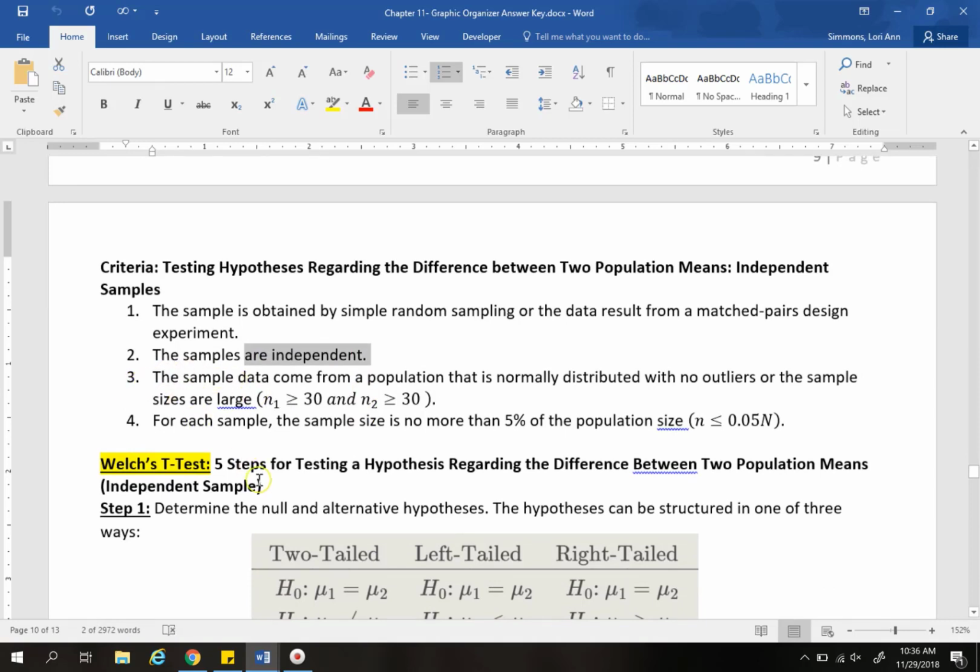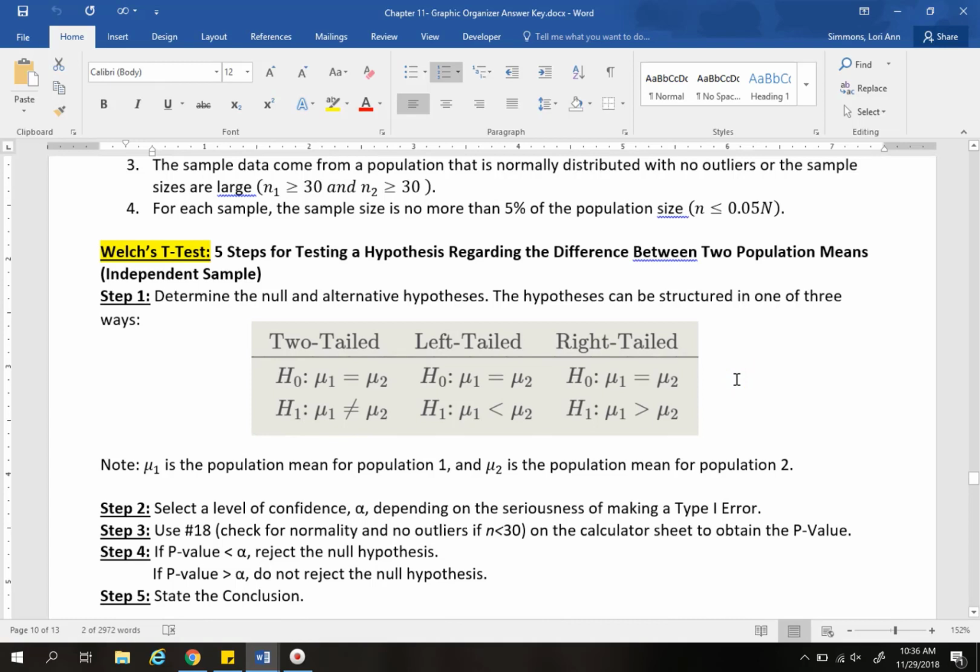The third criteria, the sample data come from a population that is normally distributed with no outliers, or the sample sizes are large. So either n has to be normally distributed with no outliers, or it has to be greater than or equal to 30 for each sample because of the central limit theorem. The fourth criteria, for each sample, the sample size is no more than 5% of the population size. So sample n is less than 5% of population N.